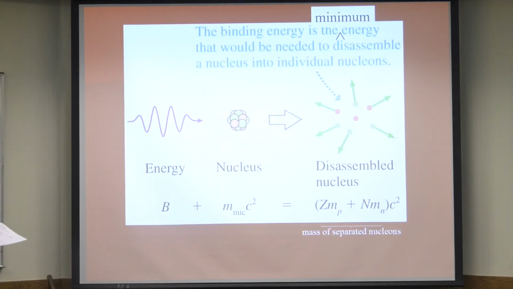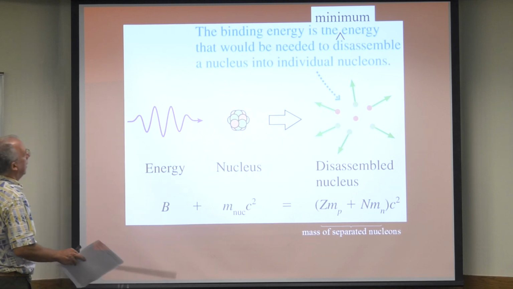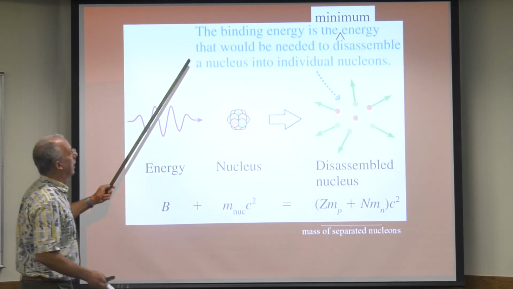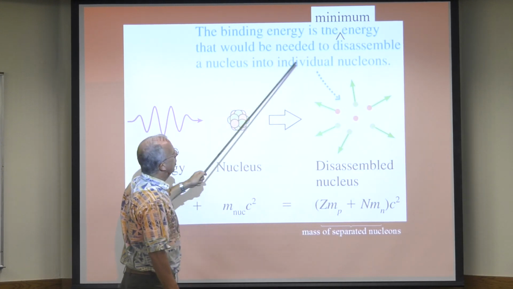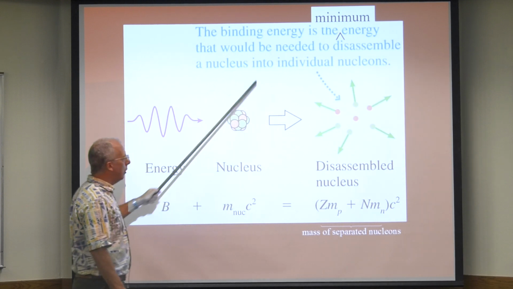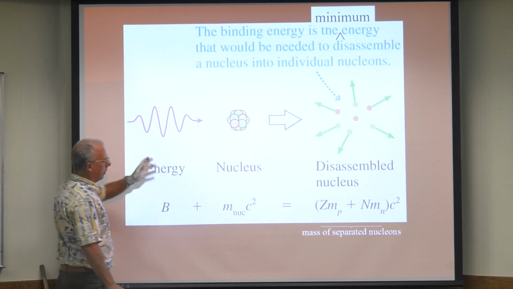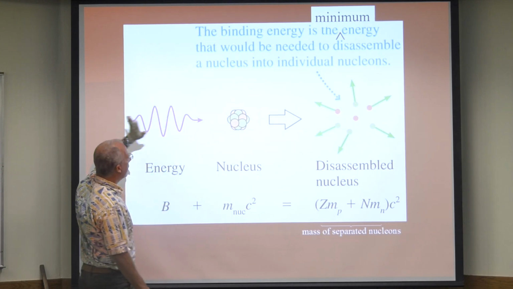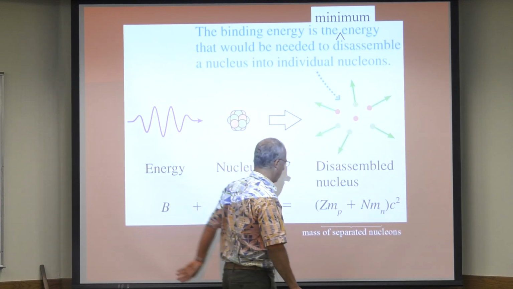So this is really what I'm trying to say. If you want to split up a nucleus, it takes energy. So here we go. B now stands for the binding energy. What's that? The binding energy is the minimum energy needed to disassemble a nucleus into individual nucleons. So here's your nucleus, and somehow, we'll talk about it later, we have some energy added to the nucleus. If this has enough energy, it's going to bust up this nucleus into the protons and the neutrons.